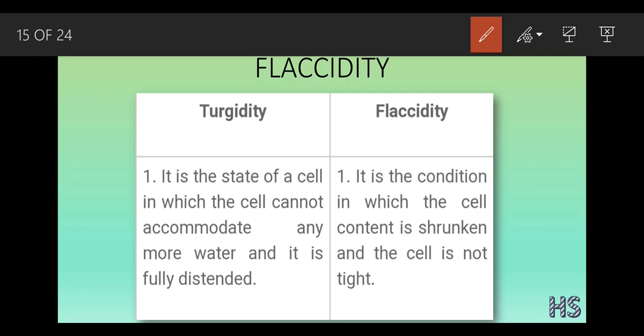Now we have understood the turgidity and flaccidity conditions. This is the state of the cell. State of a cell is like a physical state, whether it is solid, liquid or gas. In the same way, turgidity is a state of a cell. Let's now understand flaccidity in more detail.